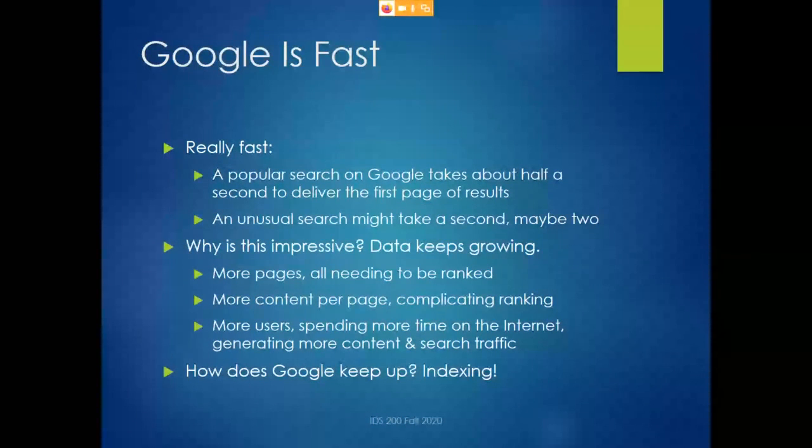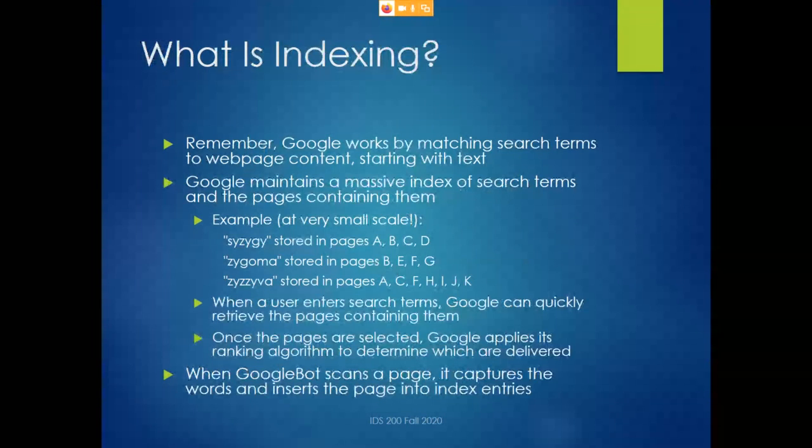Simple answer, indexing. How does indexing work? Well, what is it? Well, first of all, remember that Google works by matching search terms to web page content, starting with text. All right, so if pages had no content other than text, Google would be able to use that text to find matching pages for a given set of search terms. Whatever search terms you enter, Google's going to find the set of pages that contain some of those terms and then rank them. Now, the way Google does it, it keeps this massive index of search terms, basically everything that somebody might possibly search for and all the pages containing them.